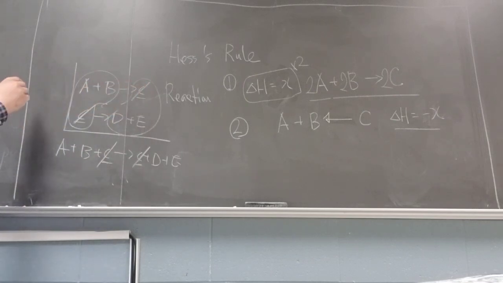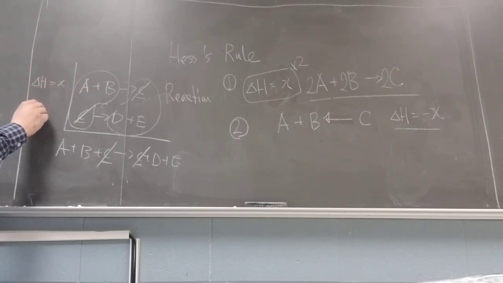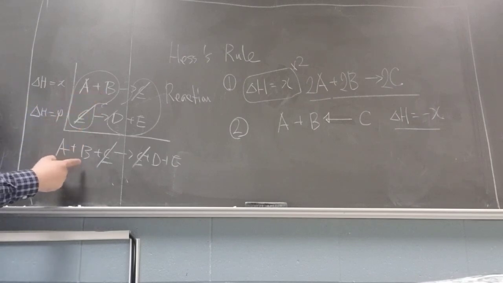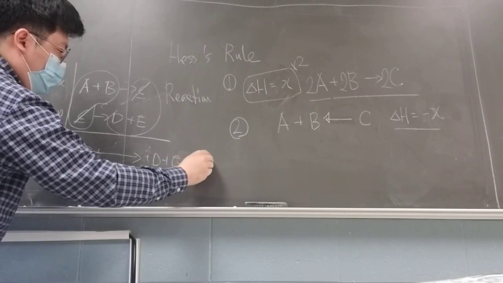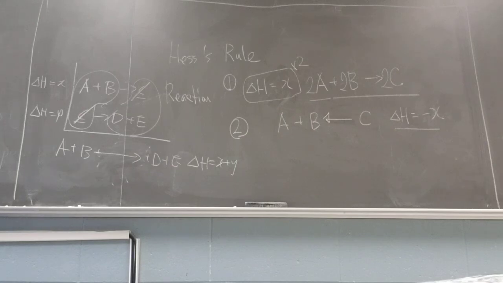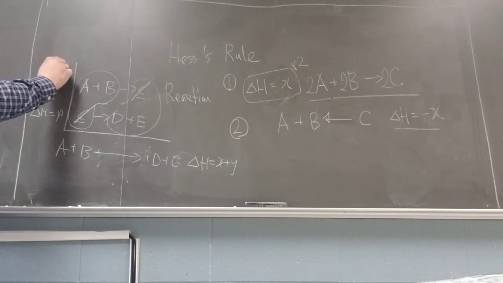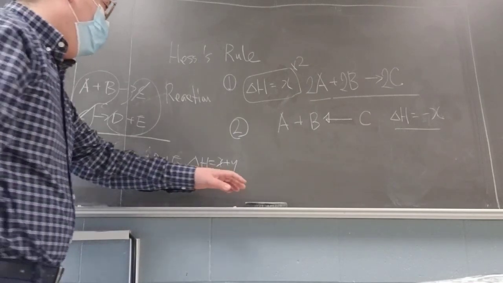Okay, and then when you combine those, if the enthalpy change for this reaction is X, and for this one the enthalpy change is Y, when you have these reactions combined together, it will show an enthalpy change of X plus Y. Okay, this is the third rule. This is what we did on the later part of chapter 5 on Monday. Makes sense, right?